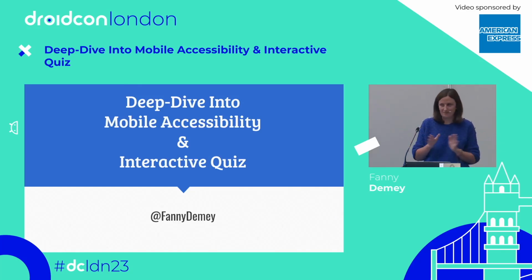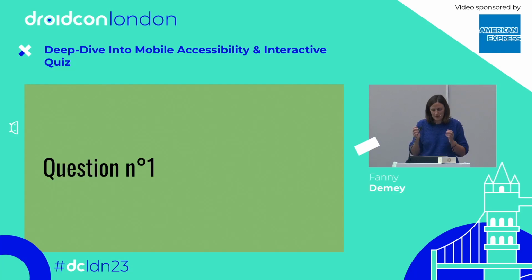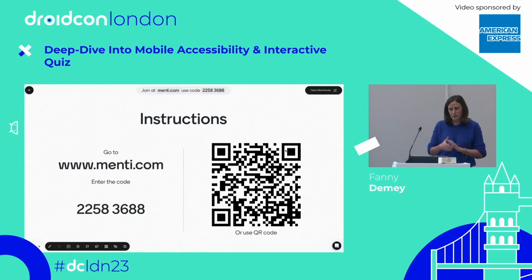That's okay for me. So today we are going to talk about accessibility again, but not the usual stuff like how or when to put a content description. We are going to go deeper and talk about how to improve the navigation of users using screen readers. And to make it a little bit more fun, you are going to compete against each other in an interactive quiz about accessibility. So let's start to set up everything for the quiz.